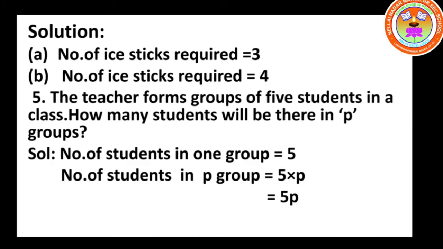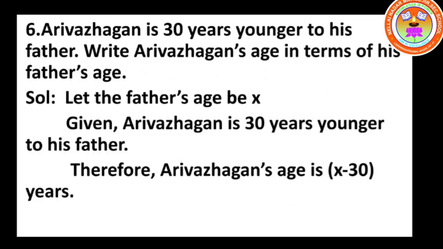Solution. Number of students in one group equals how many students? It is given in the question: 5. Number of students in P groups: then how many students will be there in P groups? 5 into P. So your answer is 5P. Okay. Now next, question number 6.